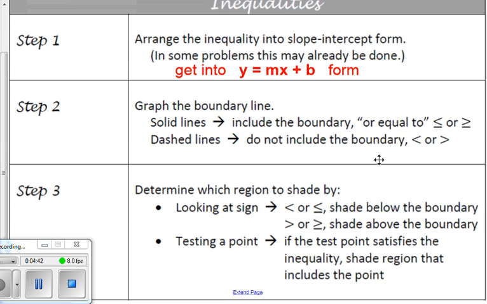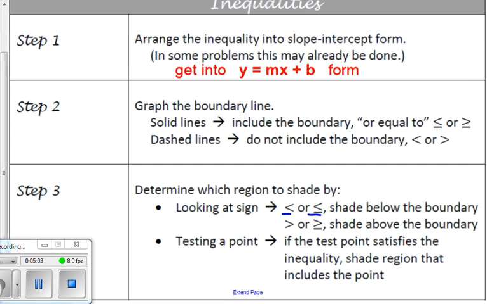The last step then, step 3, is we need to determine which region or which area we're going to shade. And there's two ways to do this. Normally, if we have a line, and we have a less than, or the less than or equal to, that means shade below that line. So everything less than that.